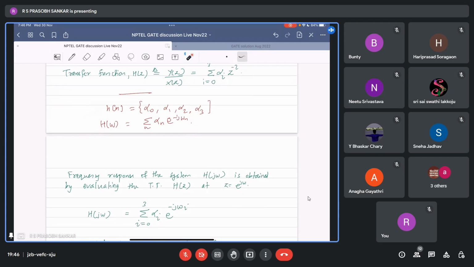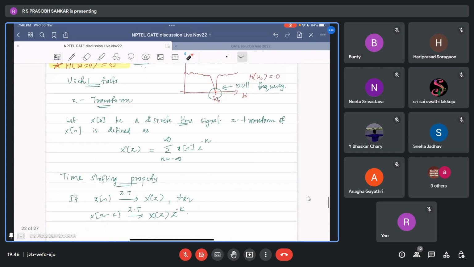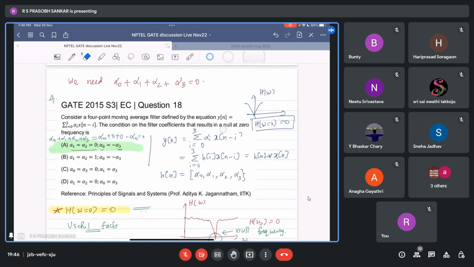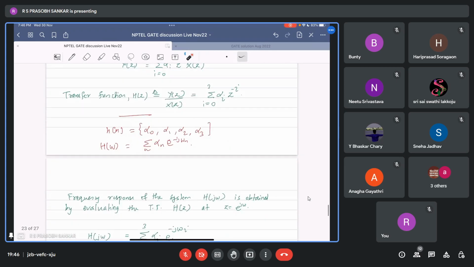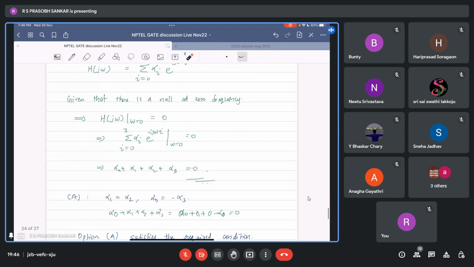We have h of omega like this. And in the question, it is given that the system has a null at the zero frequency. What does that mean? That means h of omega equals 0 for omega equal to 0. We also have the expression for h of omega, so we just substitute omega equal to 0 in the expression for the frequency response to get the condition on the filter coefficients.